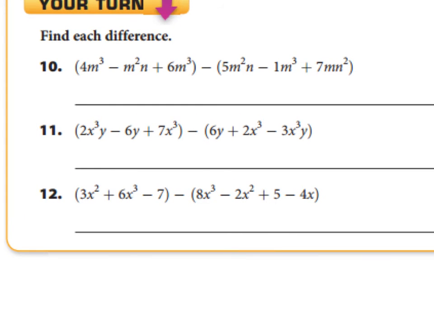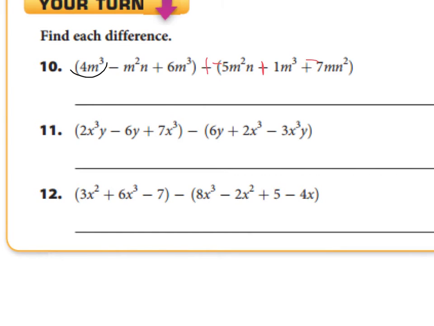So number 10, there's a minus sign in the middle, so we change it to a positive. And then since the 5m squared n was positive, it becomes negative. This minus sign goes to a positive, and that 7mn squared goes to a negative. So now we look for like terms.